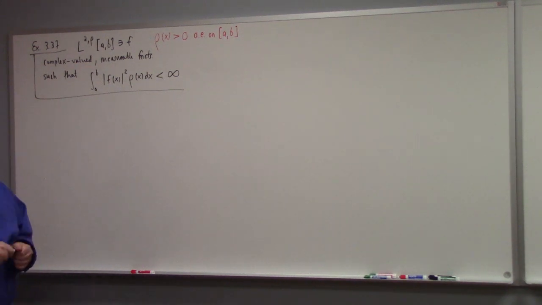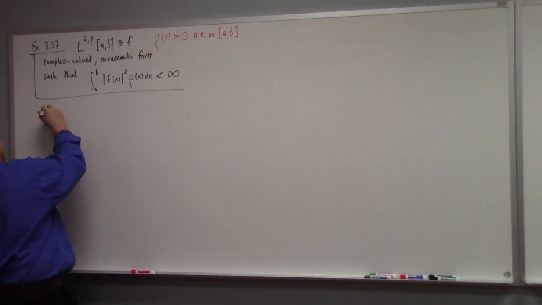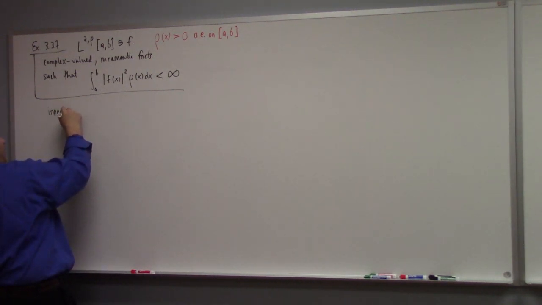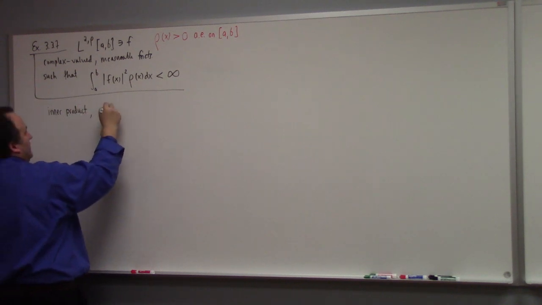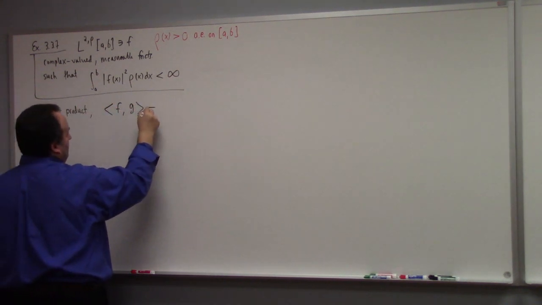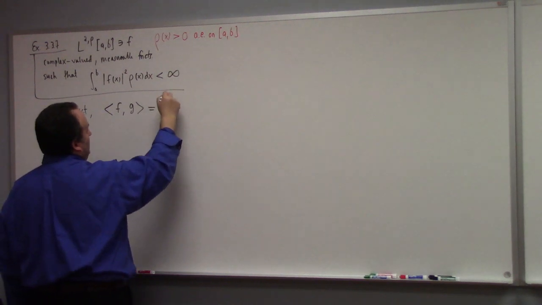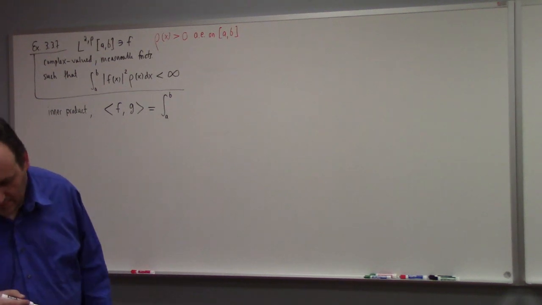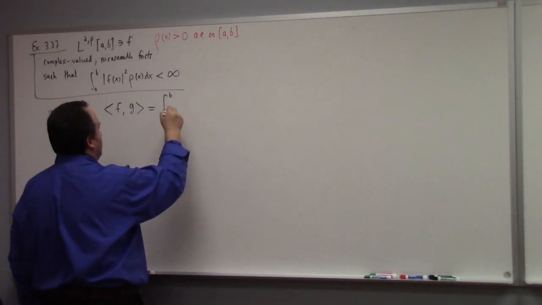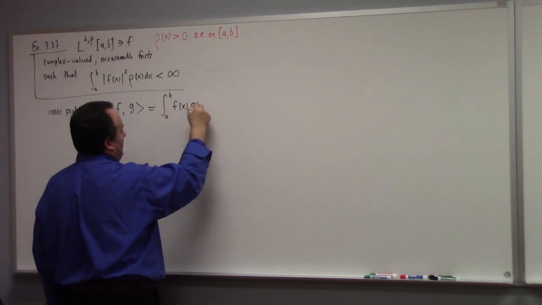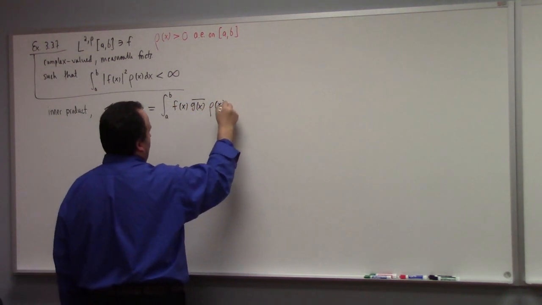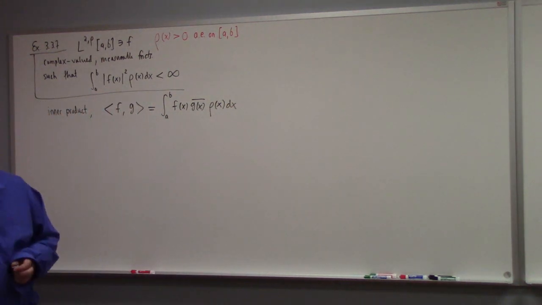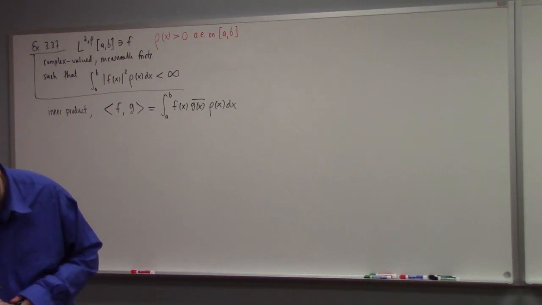Anyway, so what's the norm in this context? So the norm here, excuse me, not norm, listen to me, we're in Hilbert space, right? So the inner product of f with g equals the integral from a to b of f of x times g of x conjugate, since it's complex, times rho of x dx. So there it is. That's the definition of the inner product.